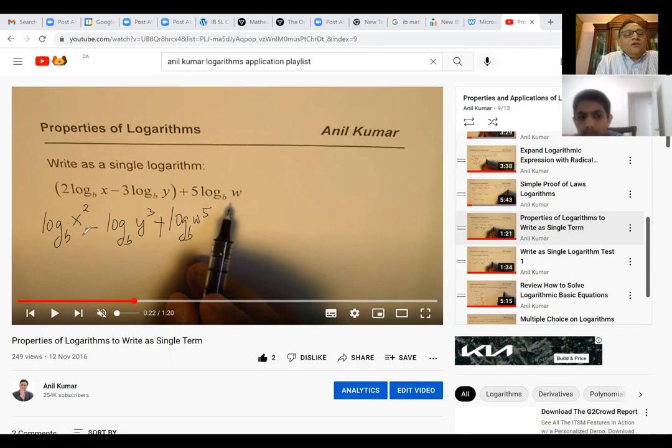Now, when you subtract, it is division. So it will be log to the base b of x square over y cube, and you're going to multiply by w to the power of 5. Do you see that? That is how you will simplify this as one expression. So in this question, which is slightly more difficult than the normal questions, we have to do a backward calculation to write this in the form as shown here, and then we solve it. Is that clear to you?